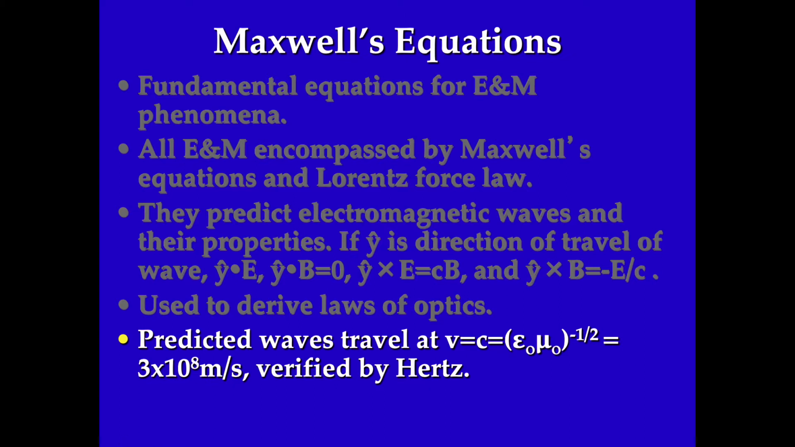His equations predicted that waves travel at 3 times 10 to the 8th meters per second, which agreed with what was known already and with what Hertz did in his experiments. Hertz was able to verify the speed of light that he predicted, but also some of the behavior of waves that he also predicted with his equations. Look at the equation for the speed of light in a vacuum. It's 1 over the square root of epsilon naught times mu naught, which is kind of interesting.